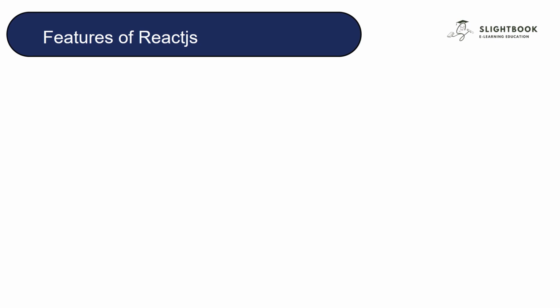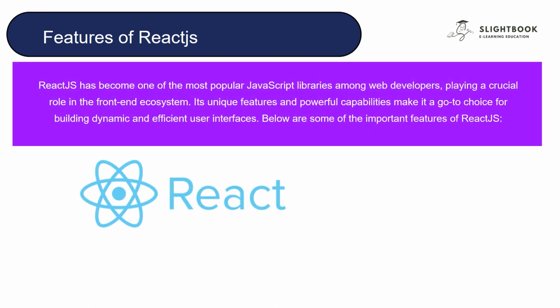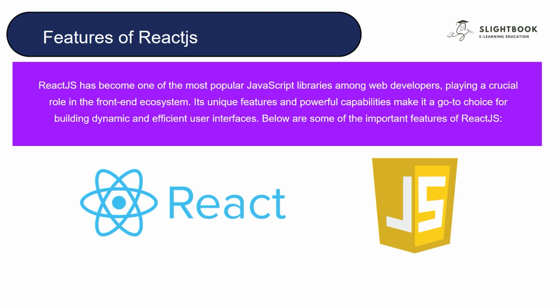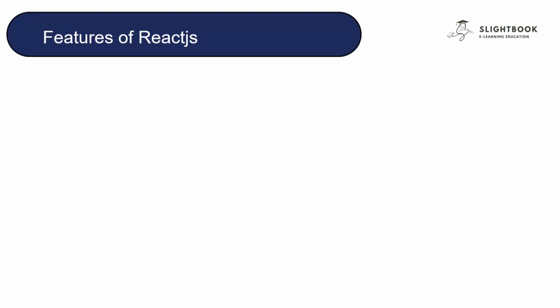Features of ReactJS. ReactJS has become one of the most popular JavaScript libraries among web developers, playing a crucial role in the front-end ecosystem. Its unique features and powerful capabilities make it a go-to choice for building dynamic and efficient user interfaces. Below are some of the important features of ReactJS.